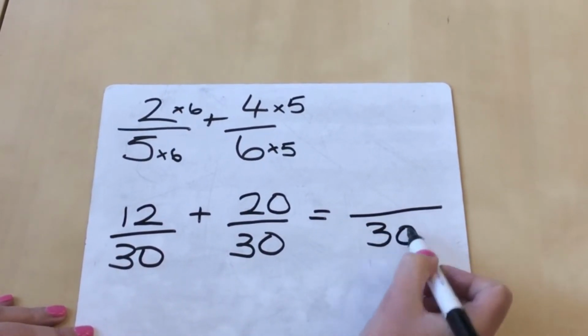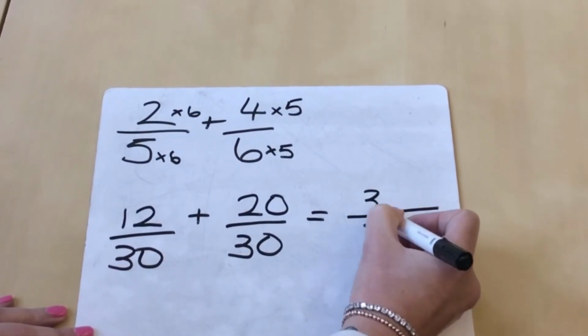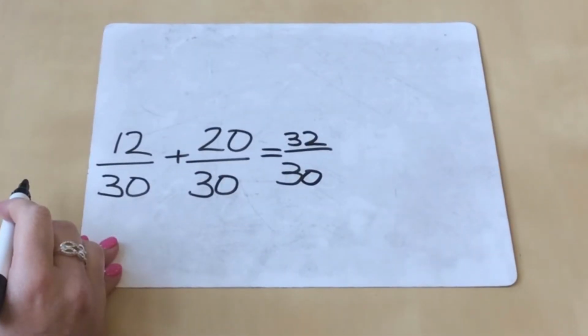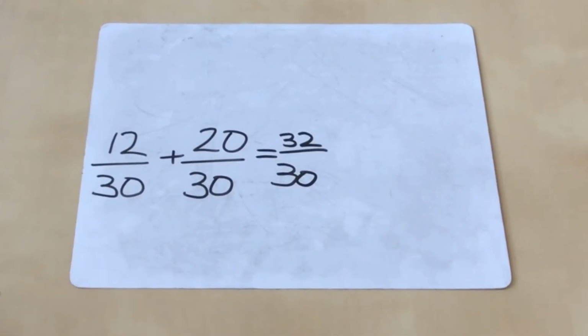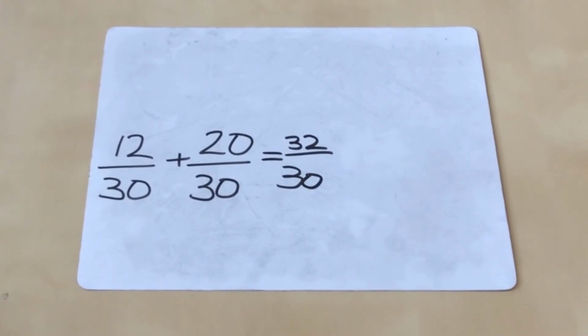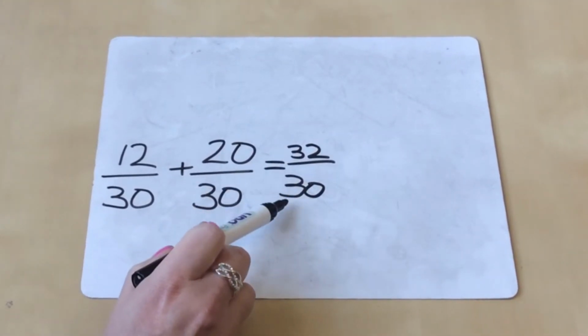Now we need to add the two numerators together to give us our new fraction, which would be 32/30. Okay, if we look at the answer to this fraction, we will notice that it is an improper fraction, as the numerator is larger than the denominator.